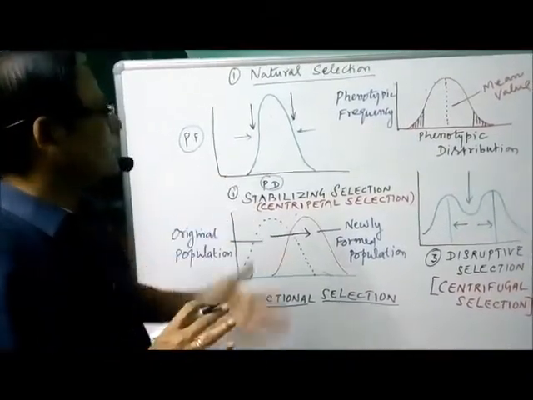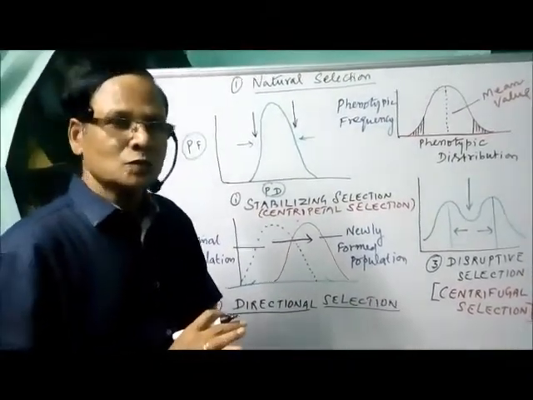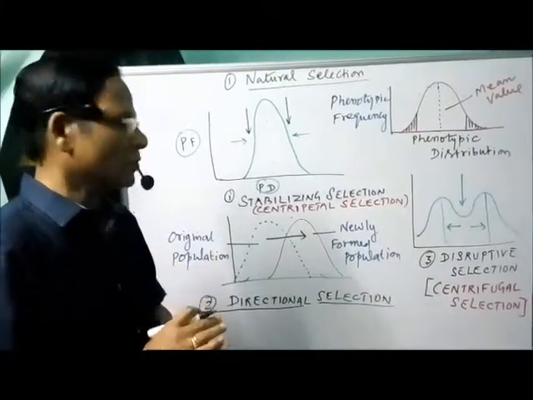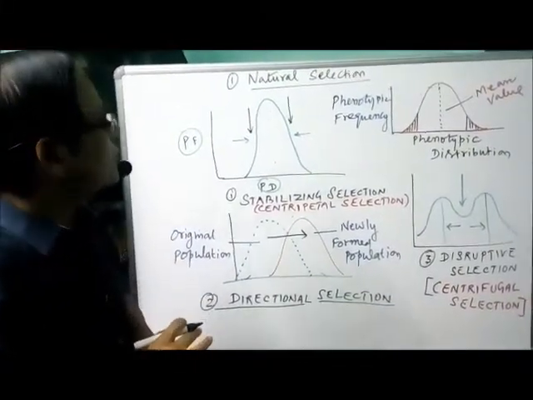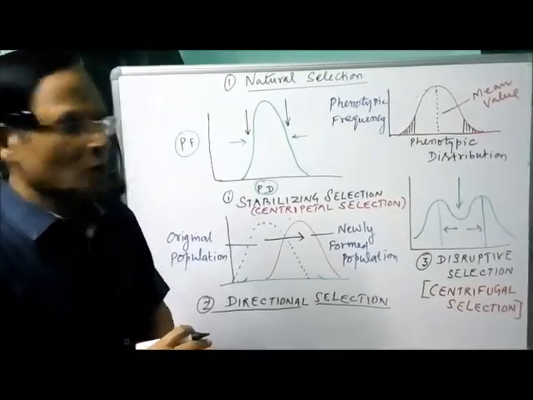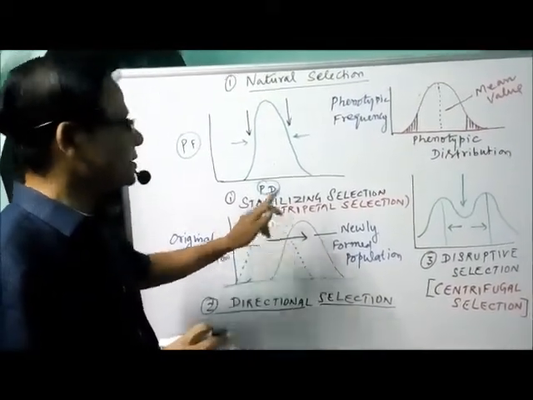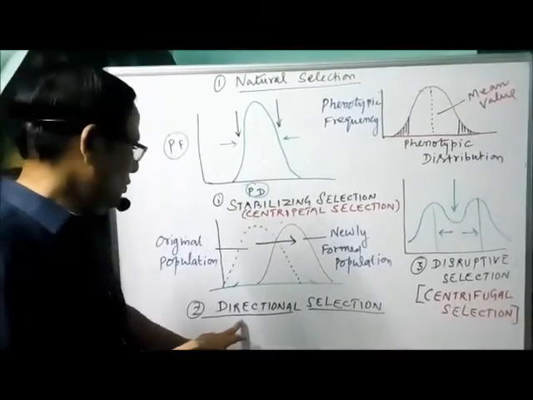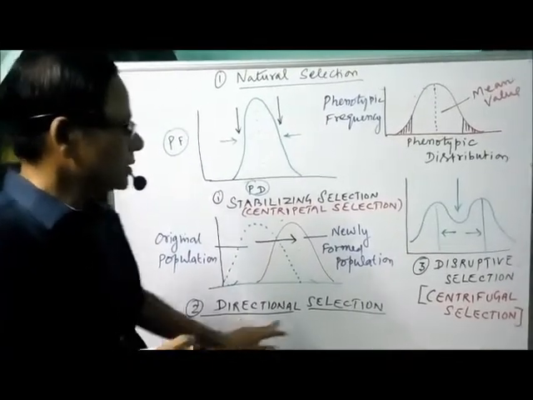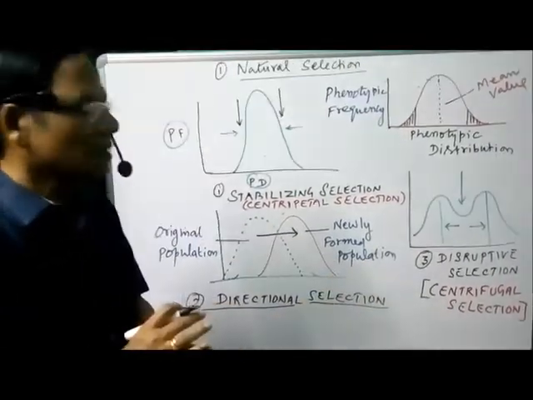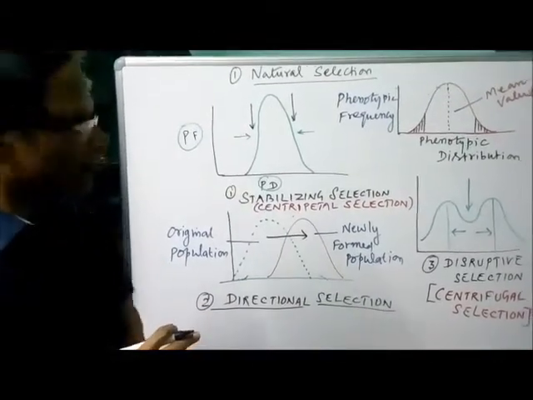This is what we have regarding natural selection as a genetically oriented phenomenon. Now, there are three different types of selection. One, stabilizing selection or centripetal selection. Another one, directional selection. The third one, disruptive selection, otherwise called centrifugal selection.